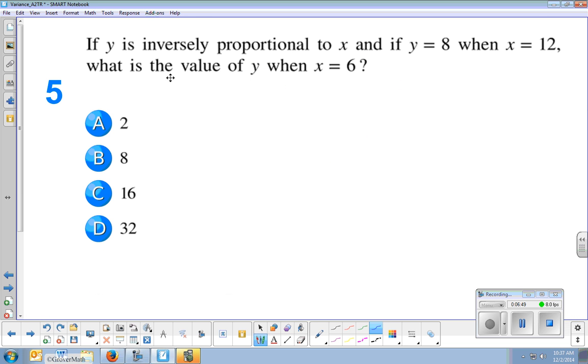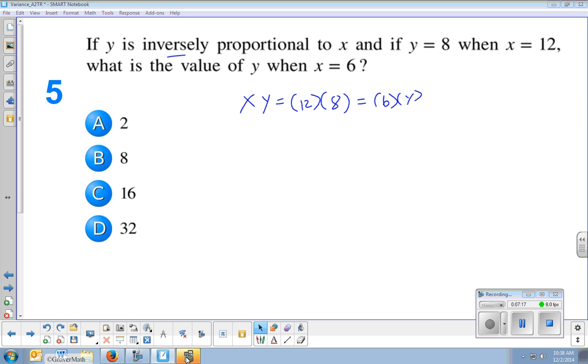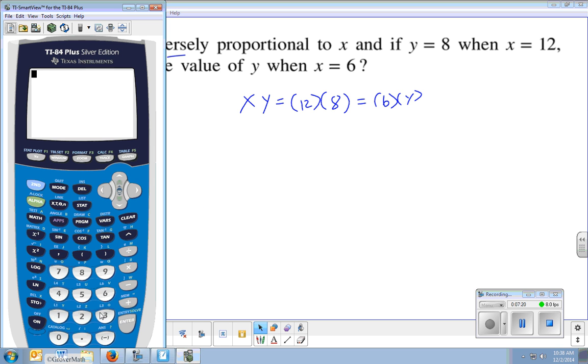One more quick example. Y is inversely proportionate to x. So that means x times y equals some constant. If y equals 8 when x equals 12, what is the value of y when x equals 6? And so I need to know what is 12 times 8. Again, a calculator will make your algebra a little bit easier. You can do it in your head if you'd like.